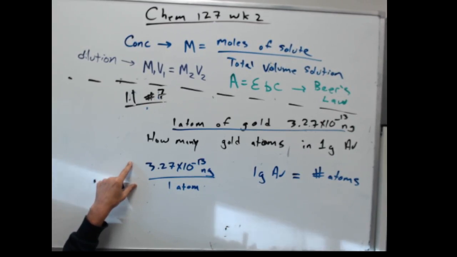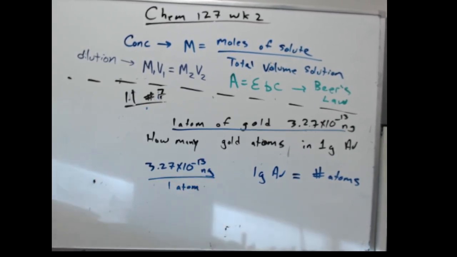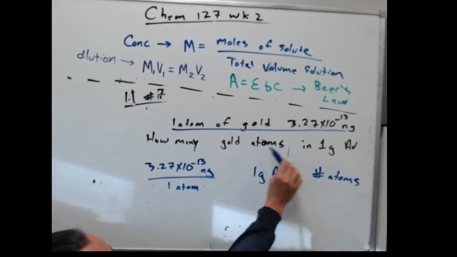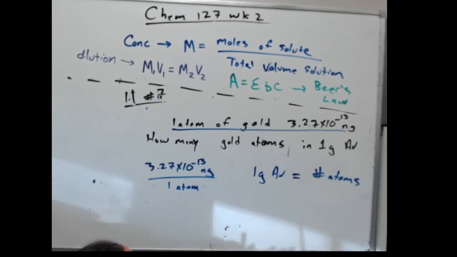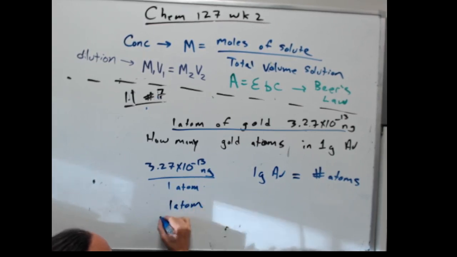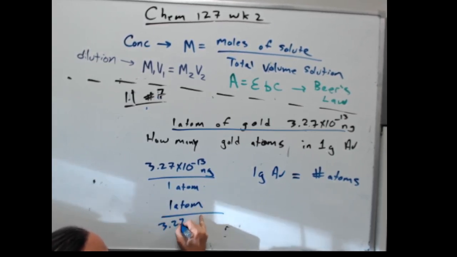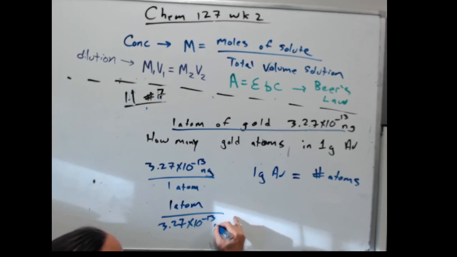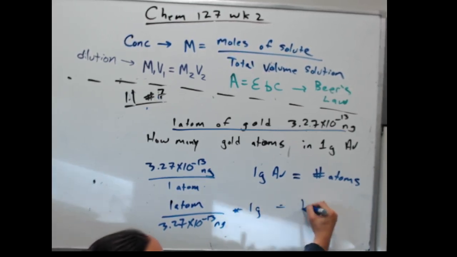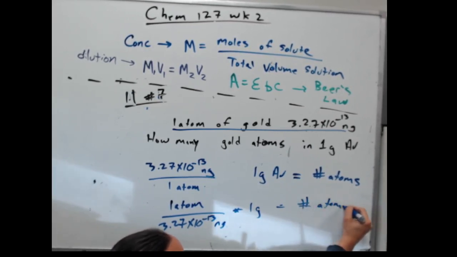What did you need to convert it into grams? I need to convert it to grams and flip it over, right? Because I'm going to want grams to cancel out, and I'm going to want atoms left over on top. So we need to do 2 different things. First, let me flip it first. So I would want 1 atom per 3.27 times 10 to the minus 13 nanograms times 1 gram equals the number of atoms.